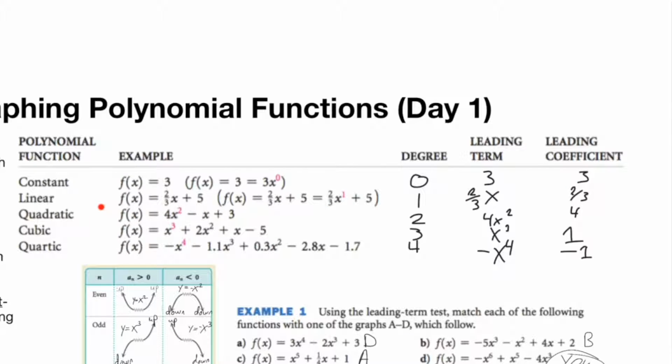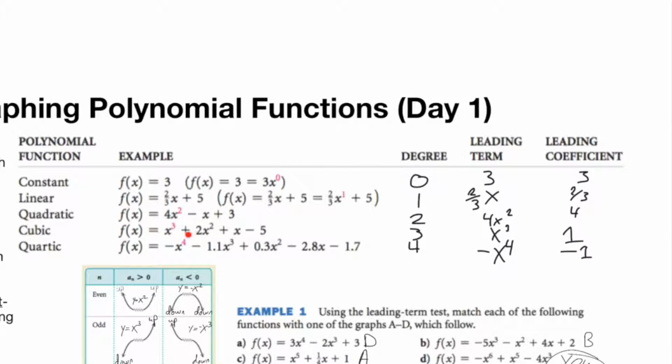A linear function would just be one that makes a straight line. That's, for example, 2/3 x plus 5. The degree would be 1 because there's a hidden exponent of 1 here. The leading term would be 2/3 x because that's the term that has the highest exponent. And the leading coefficient would be 2/3. It's the number that's in front of x. We already talked about this one.